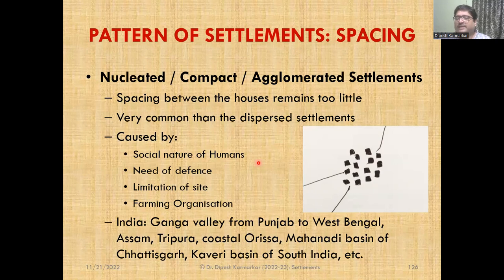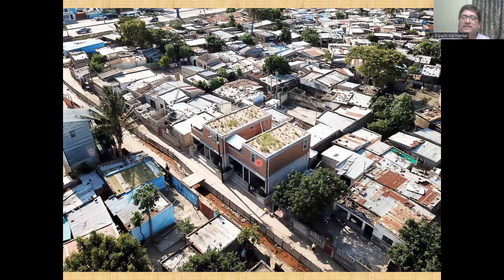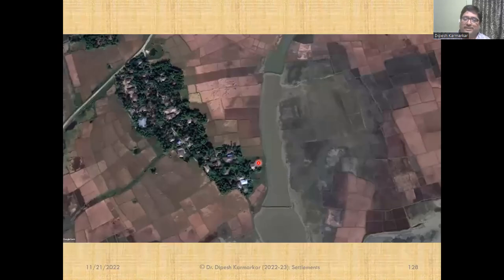But to give specific examples, in the Ganga Valley, right from Punjab to West Bengal, or Assam, Tripura, coastal Odisha, Mahanadi Basin in Chhattisgarh, Kaveri Basin in South India. These are some of the areas where nucleated settlements are observed. So again, a symbolic picture of how nucleation, how compaction, so one can see how settlements are located so close to each other, an extremely dense kind of habitation.